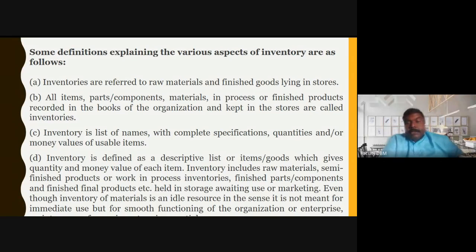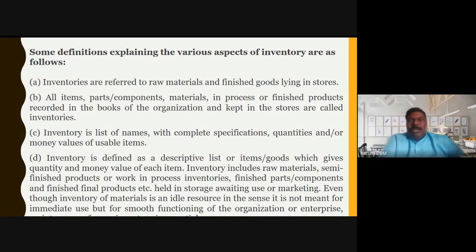Inventory is a list of names with complete specification, quantities, and money values of usable items. Inventory is defined as a descriptive list of items and goods which gives quantity and money value of each item. Inventory includes raw materials, semi-finished goods or work in progress inventory, finished parts, components, and the finished final product, held in storage, used for marketing. Even though inventory of materials is an idle resource, in the sense it is not meant for immediate use, for more smooth functioning of an organization or enterprise, maintenance of some inventory is essential.